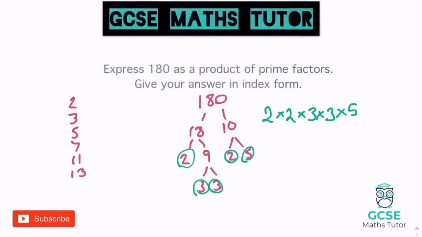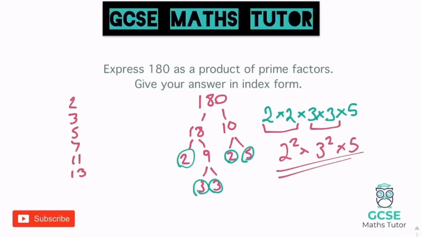Okay, and now we can write it in index form. So we've got 2 2s, which is 2 squared. We've got the 2 3s, which is 3 squared. And we've got the 5 at the end. And there's our answer as a product of prime factors in index form.